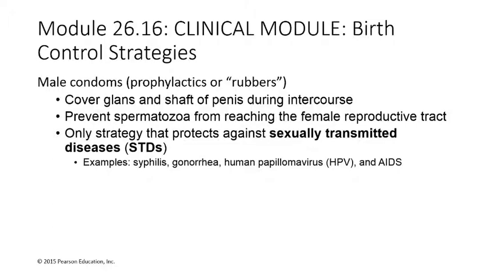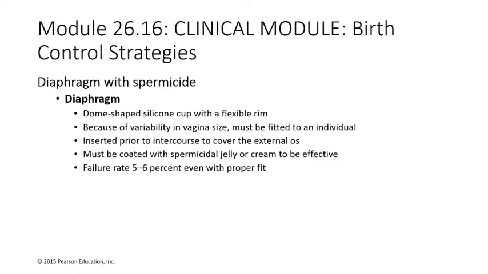So a little bit about birth control as we finish up. Male condoms are prophylactic. They are basically going to stop the release of sperm into the vagina, and they're simply going to stop the egg and sperm from coming together. They also can be protective against sexually transmitted diseases such as syphilis, gonorrhea, HPV, and HIV.